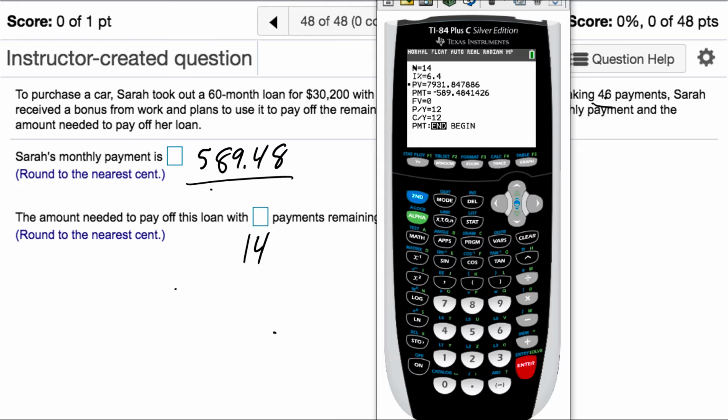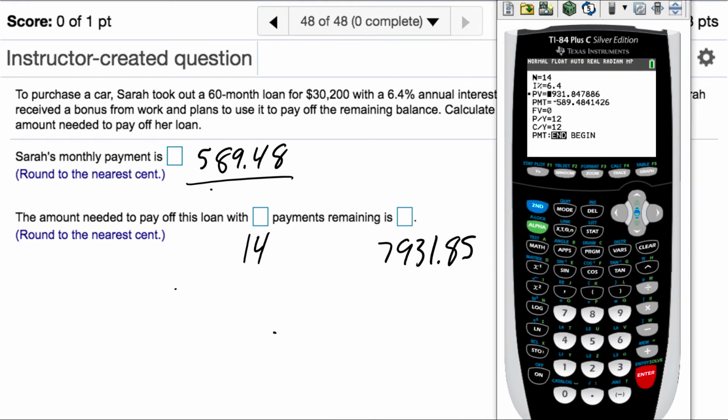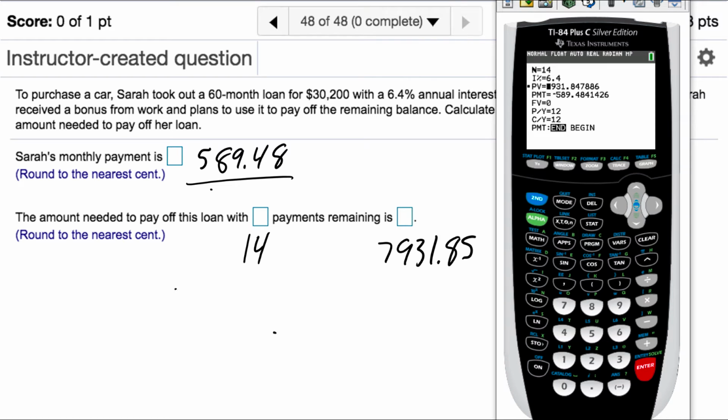So that is how much money Sarah would owe after making 46 payments. And so if she paid that amount of money, that was $7,931.85. So if she wanted to pay it all off after making 46 payments, that's the amount she would need to make with 14 payments left.